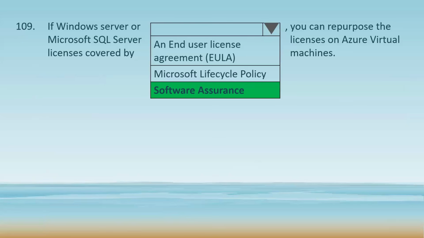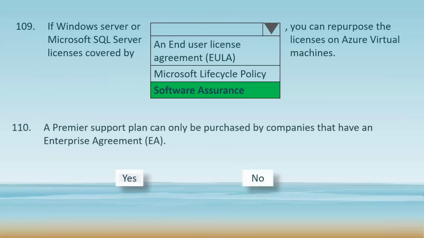Let's move to question number 110 of the series. A premier support plan can only be purchased by companies that have an enterprise agreement, EA. You need to choose between yes or no. Yes, the statement is correct. A premier plan can only be purchased by companies that have enterprise agreement.